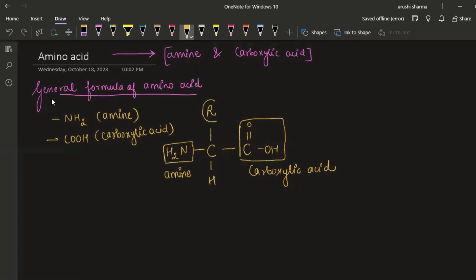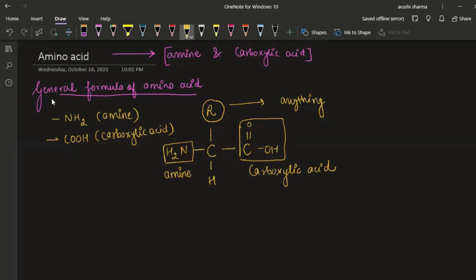Now, what is this R actually, Tia? R can be anything. It can be any long carbon chain. And as your R changes, you will get different types of amino acids. So this is how your amino acid looks. And these amino acids are going to combine together to give you the proteins. These amino acids keep combining and combining and combining. How they combine, I'll also show you, and that's how the whole proteins are formed.